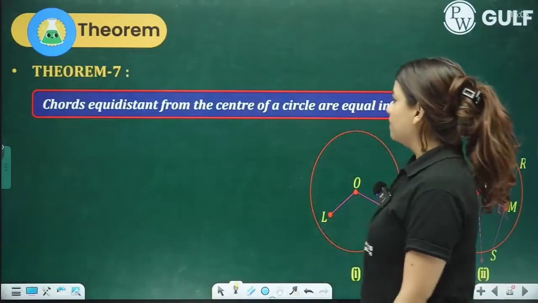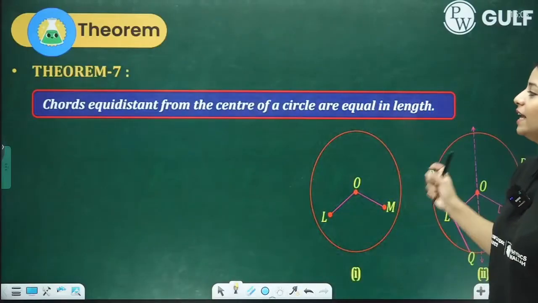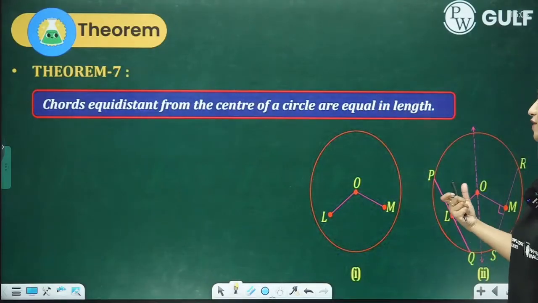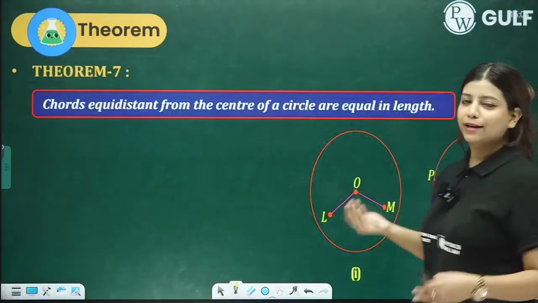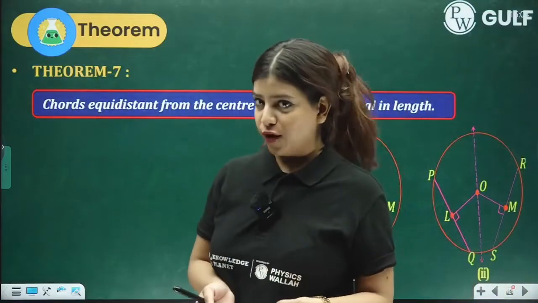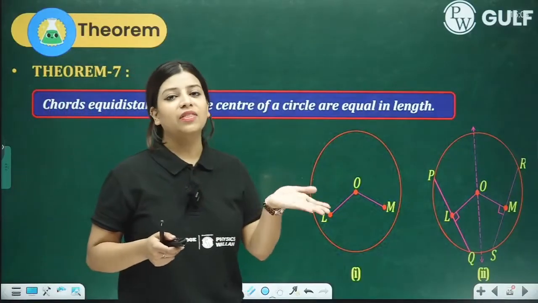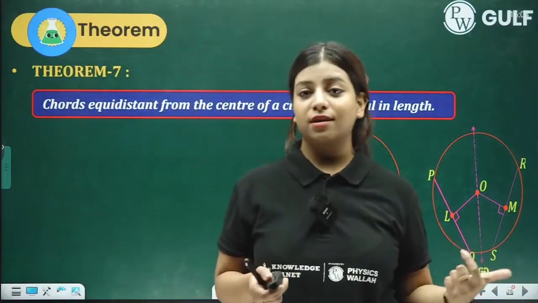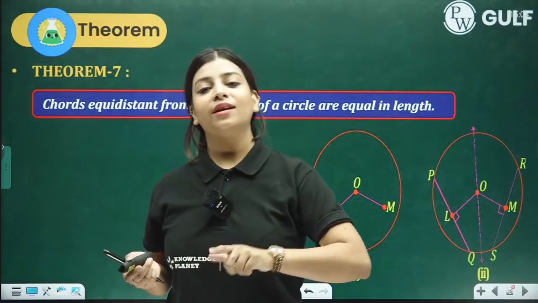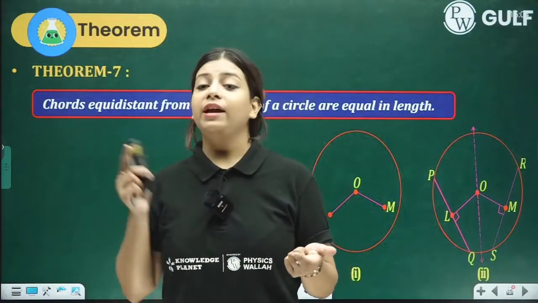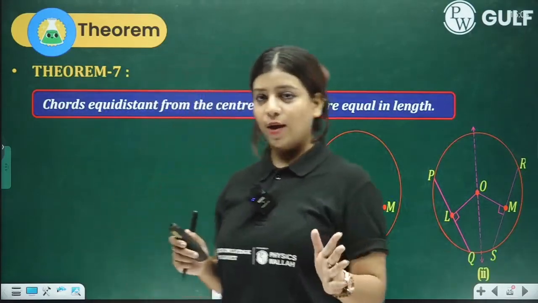The next theorem is: chords equidistant from the center of a circle are equal. It is just the converse of the previous theorem: if the chords are equidistant from the center, then they are equal. The earlier theorem stated that if the chords are equal, they are equidistant. This one says that if they are equidistant, they are equal. I hope this is clear.